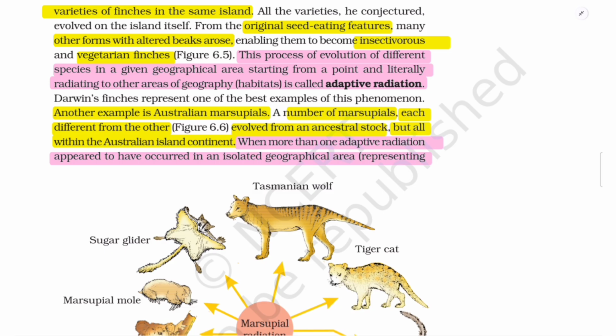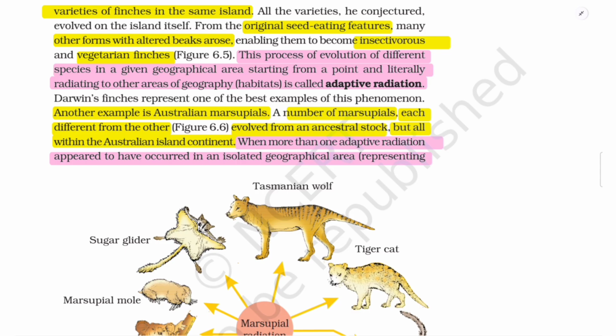From the original seed eating features, many other forms with altered beaks arose, enabling them to become insectivorous and vegetarian finches. Figure 6.5. This process of evolution of different species in a given geographical area, starting from a point and literally radiating to other areas of geography, that is habitats, is called adaptive radiation. Darwin's finches represent one of the best examples of this phenomenon.